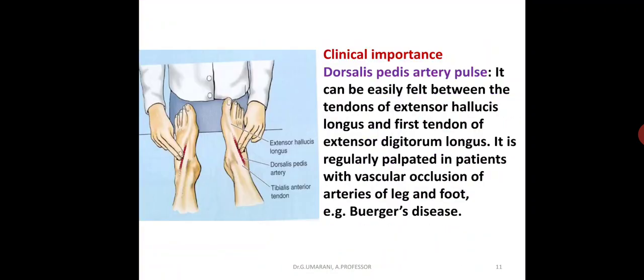The clinical importance of the dorsalis pedis artery is that it is useful for the arterial pulse, because it is felt between the tendons of extensor hallucis longus and the first tendon of extensor digitorum longus. So it is regularly palpated in patients with vascular occlusion of the arteries of the leg and foot. So the dorsalis pedis artery is useful for the pulse.